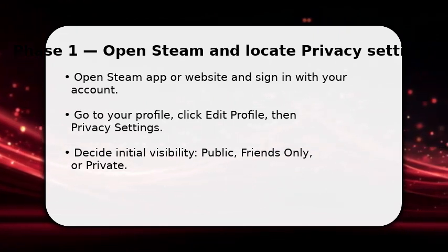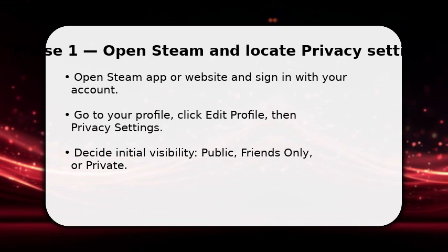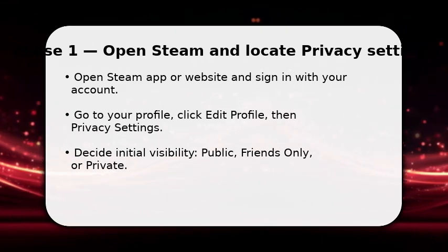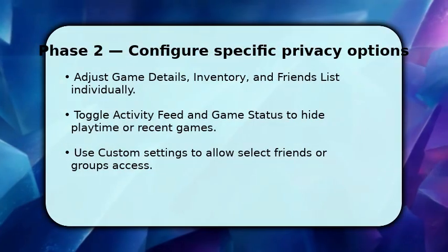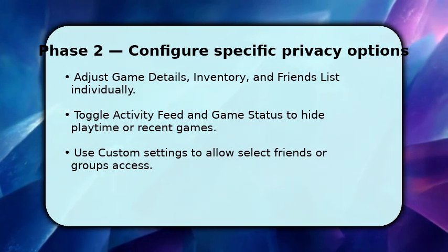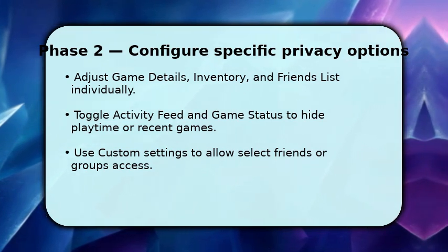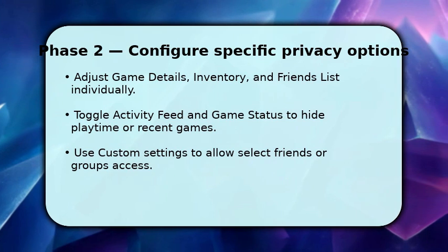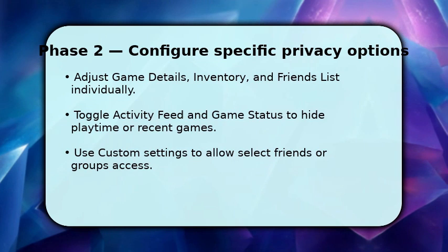Once done, make sure your account name and avatar appear as you expect, because visible details affect what others see immediately. Now fine-tune each item. Game Details controls playtime and achievements, Inventory covers items and trading, and Friends list controls who can see your connections. For each, choose Public, Friends Only, or Private. Choose Private for maximum privacy, or Custom to permit specific people.